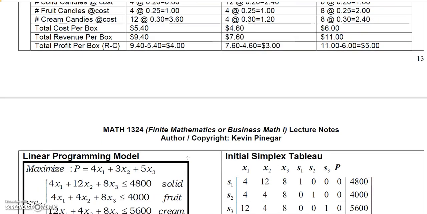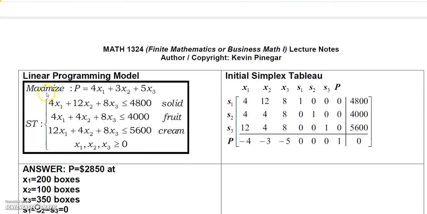So putting all this together, we know now that we want to maximize our profit, and we're going to profit $4 off of each box 1, $3 off of each box 2, and $5 off of each box 3. Now, but the constraints, I have to make sure that I don't go over the amount of candies that I can make per week.